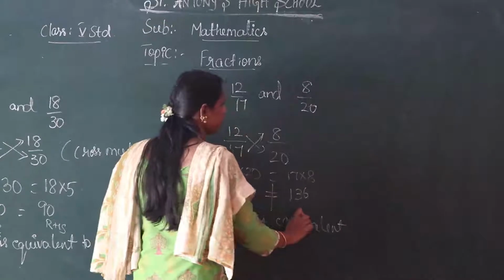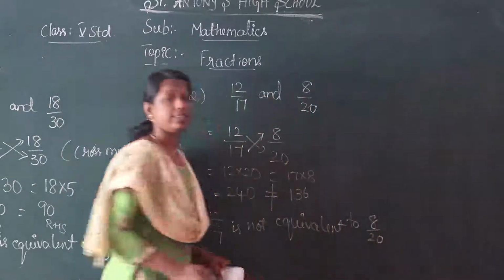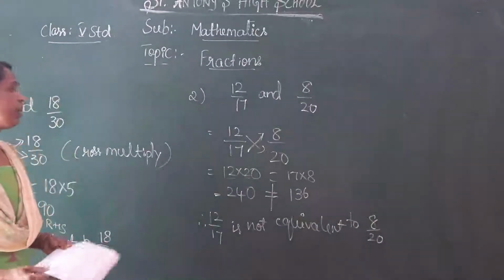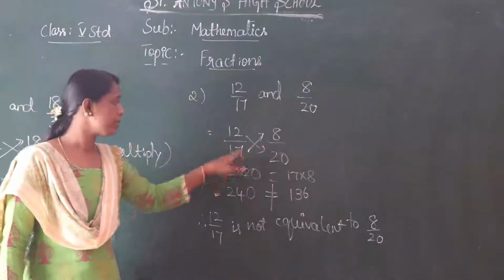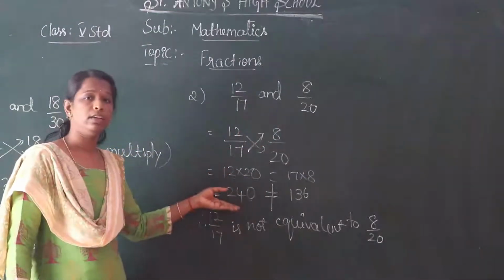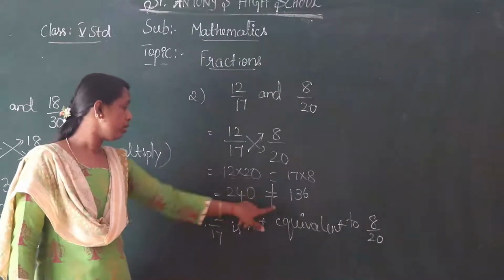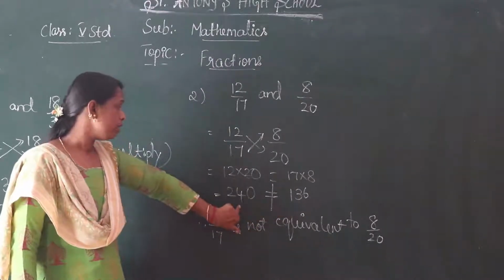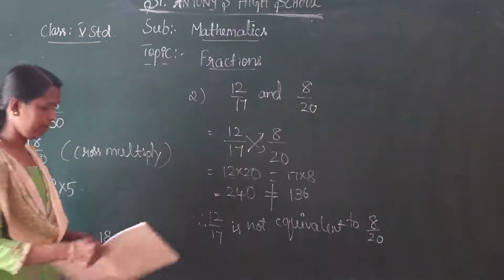Therefore 12 by 17 is not equivalent to 8 by 20. Here the first step is cross multiplication: multiply numerator to denominator and then denominator to numerator. You get some numbers. So multiply. Observe carefully. If they are not equal, then the given fractions are not equivalent. Okay.